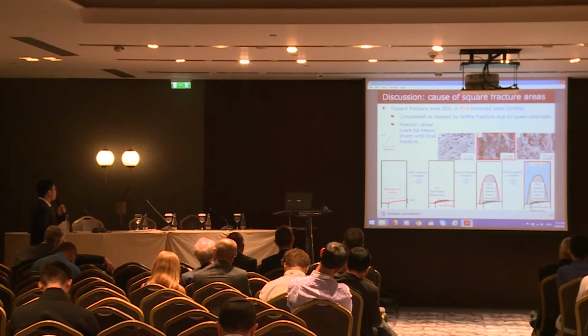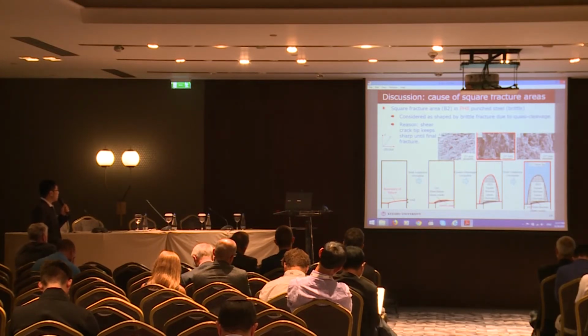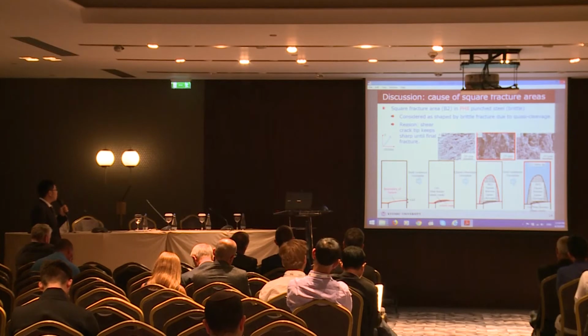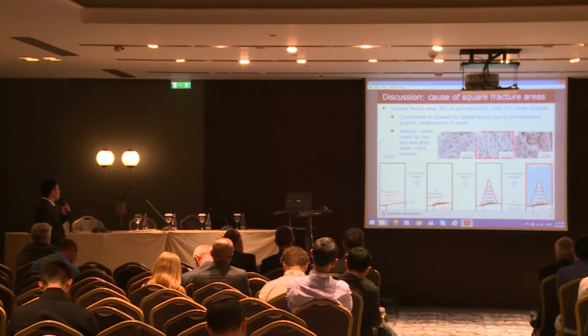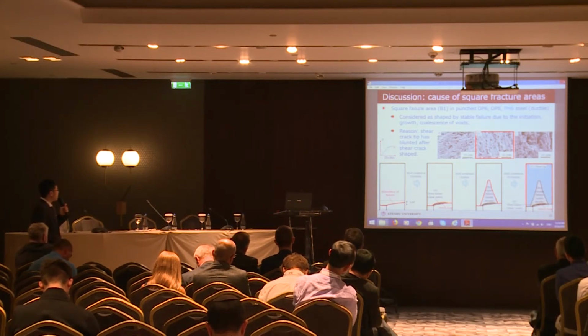Now we can discuss the cause of the square failure area. The square failure area in PH8 punched steel is considered as shaped by brittle fracture due to quasi-cleavage, because the shear crack tip keeps sharp until final fracture. The square failure area in punched DP6, DP8, and PH6 steel is considered as shaped by stable fracture due to the nucleation, growth, and coalescence of voids, because the shear crack tip had blunted after the shear crack formed.